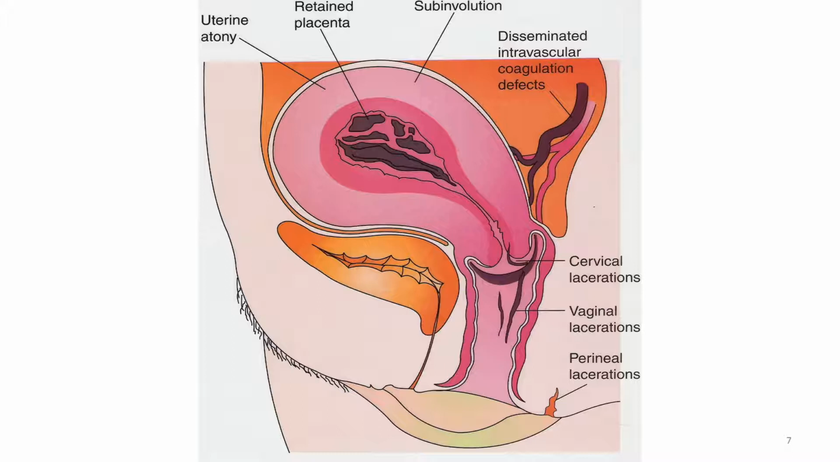The next slide is kind of a pictorial of some of the things that we've talked about: lacerations and retained placenta and uterine atony, subinvolution. These are all terms that you should probably become fairly aware with.